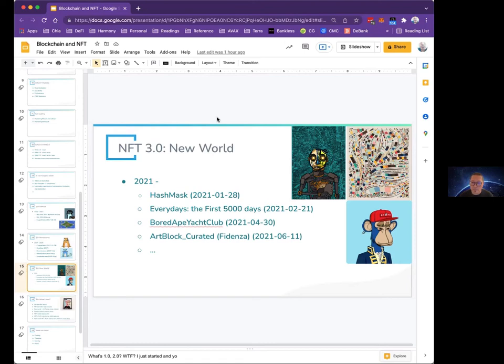You may have already heard that Adidas and some other fashion brands also issue their own NFTs. I remember Time magazine as well. They have all issued their own NFTs since last year.